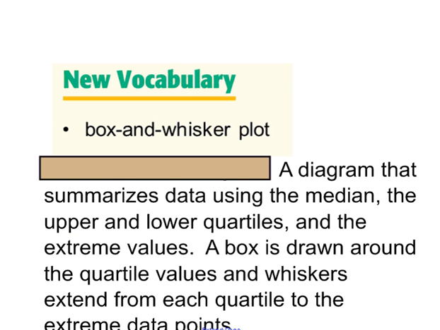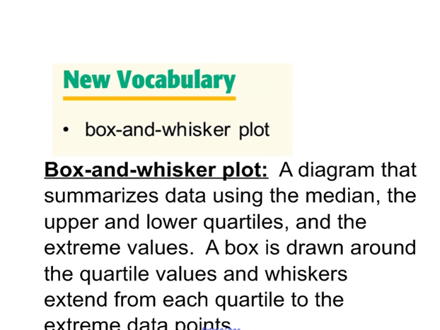New vocabulary, we need to know about a box and whisker plot. Here's the definition: a diagram that summarizes data using the median, the upper and lower quartiles, and the extreme values. The box is drawn around the quartile values, and whiskers extend from each quartile to the extreme data points. Well, let's just jump right in and do one.